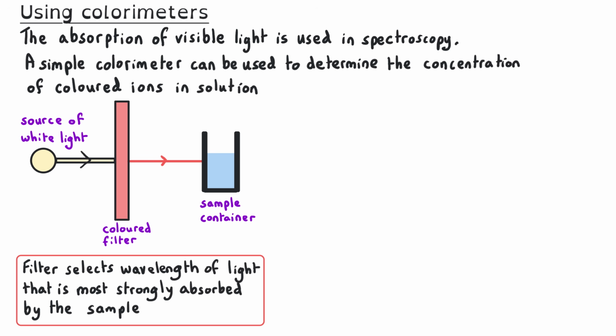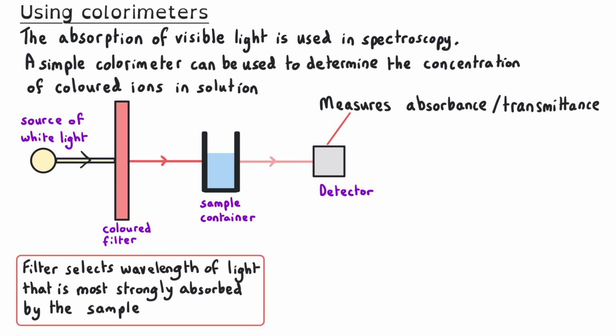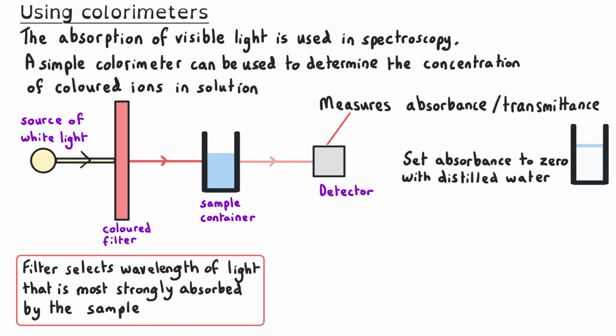And so different concentrations of our blue sample will give a different absorbance of this red light. And after the light has passed through our sample, it hits a detector. And this detector will give us a graph of absorbance of this light versus the concentration of our sample. In order to know that the absorbance is only due to the sample and not some other factors, we need to make sure we set the absorbance to 0 with distilled water in a sample container before we measure the absorbance of our specific sample.